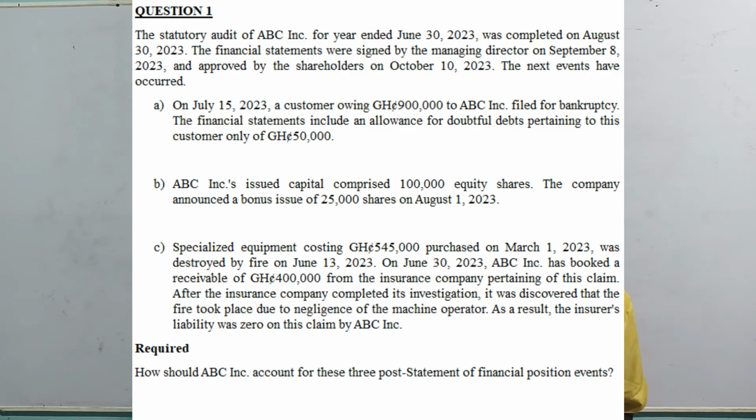On June 30th, 2023, ABC Incorporated has booked a receivable of 400,000 from the insurance company pertaining to this claim. After the insurance company completed its investigation, it was discovered that the fire took place due to the negligence of the machine operator. As a result, the insurance liability was zero on this claim by ABC Incorporated.